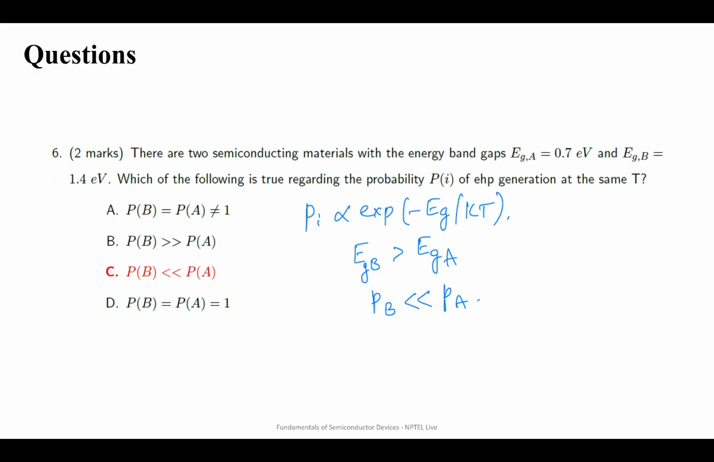So the answer to this will be C. P of B is much less than P of A. So we know that probability is proportional to exponential of minus Eg by kT. Since EgB is much larger than EgA, the exponential of minus Eg by kT will be much smaller for EgB. So PB is much smaller than PA.